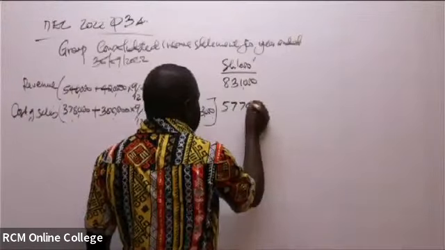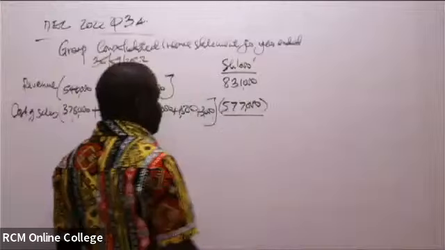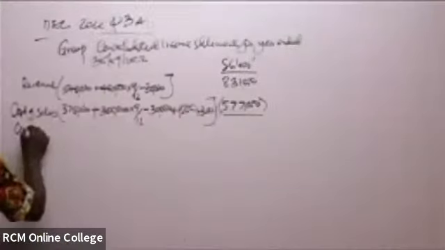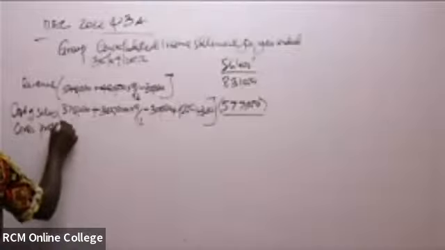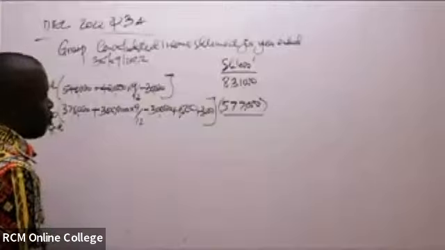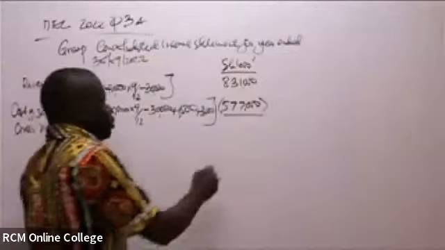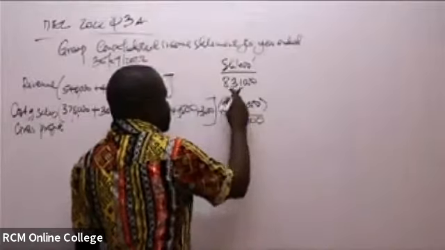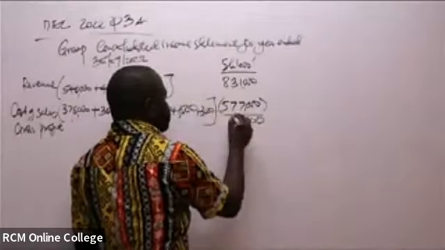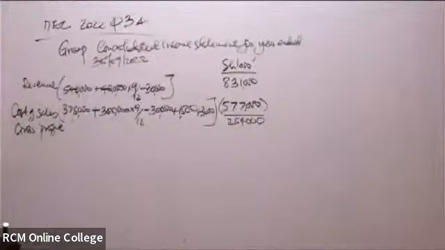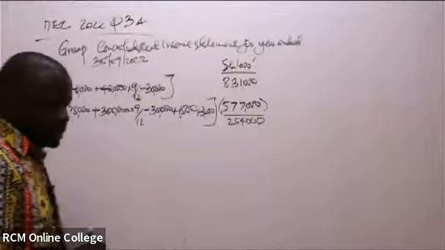So you can get the difference, so that you can know what the gross profit is. What is the gross profit there? I think it will come to 254,000. So that is the gross profit.